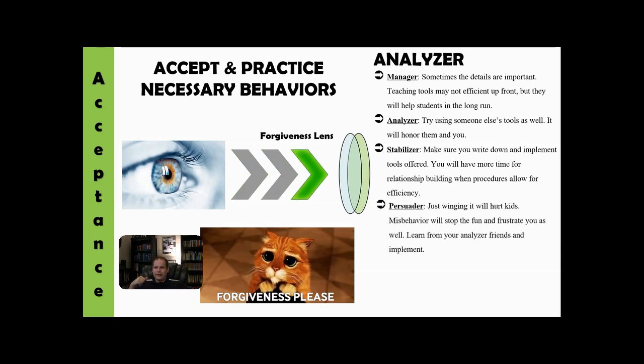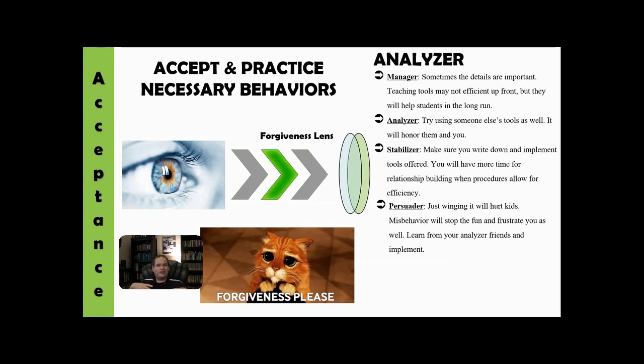Finally, persuaders. Just winging it is going to hurt kids. I'm sorry. There are polar persuaders I've seen throughout the years that don't have any structures, any tools in their classroom. They think everything's going wonderful, but when you look at what's actually happening in a classroom, a lot of kids disconnect. You have to have those structures in place. So learn from your analyzer friends, right? You can do it. Look, some of the greatest partnerships of all time have been persuaders and analyzers. Some of the greatest conflicts of all time have been persuaders and analyzers. But when they learn to get along with each other and learn from each other, great things can happen, okay?